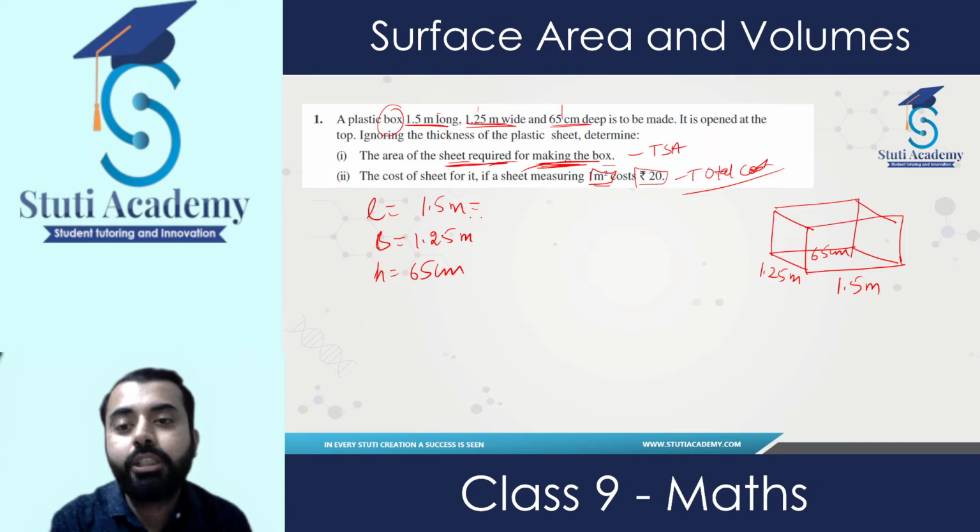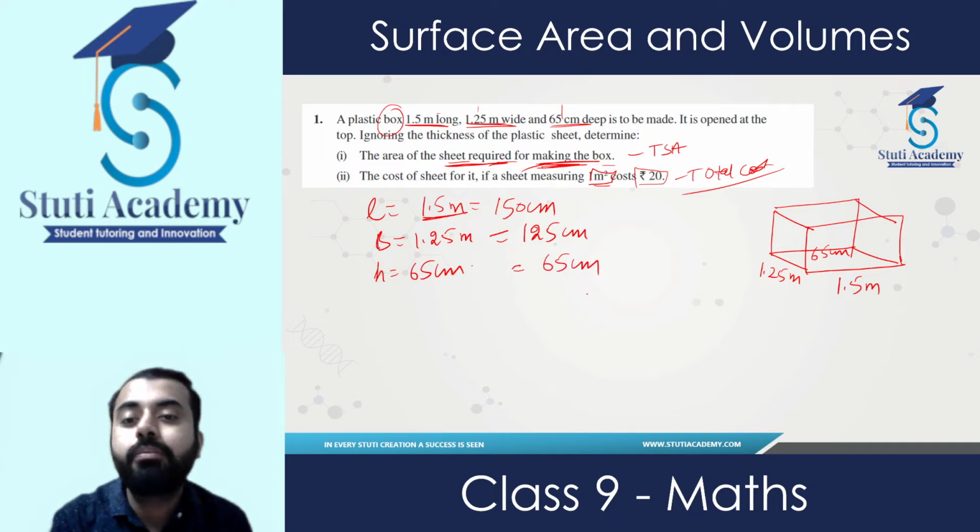So either you can convert this into meter, or you can convert these into centimeter. So I'm going with centimeter. 1 meter square, 1 meter has 100 centimeter. So that means 1.5 meter will be what? 150 centimeter, 125 centimeter, and finally 65 centimeter. Right? So its area will be what? Total surface area is what?